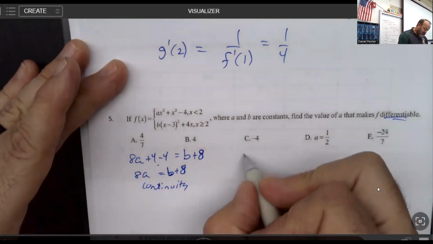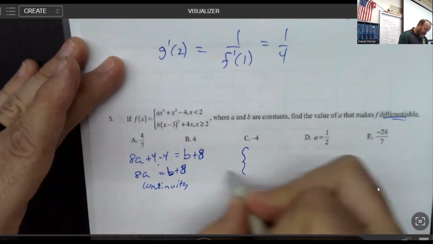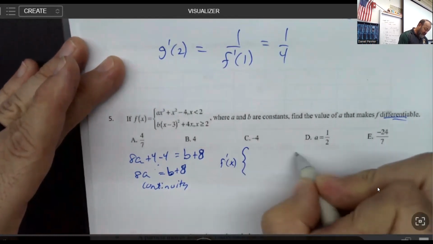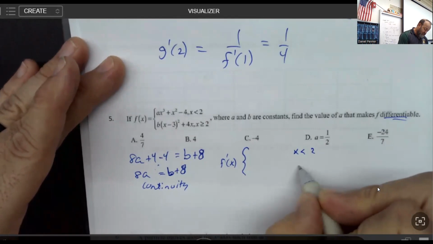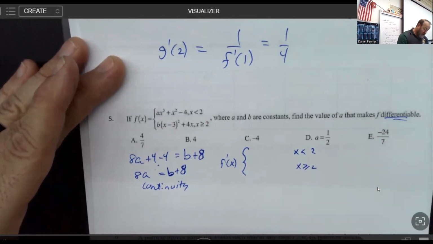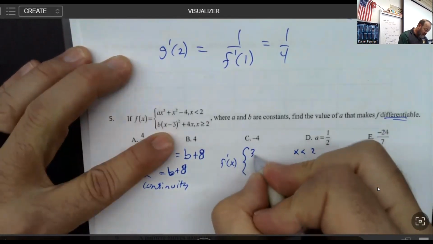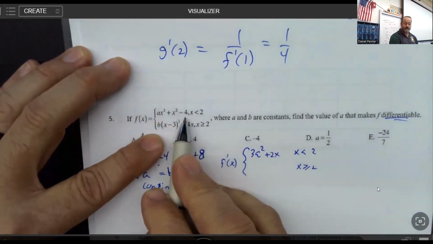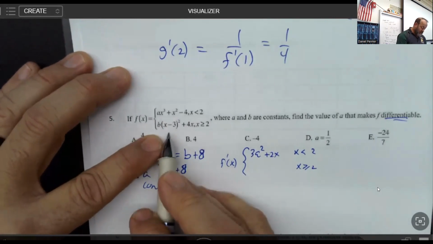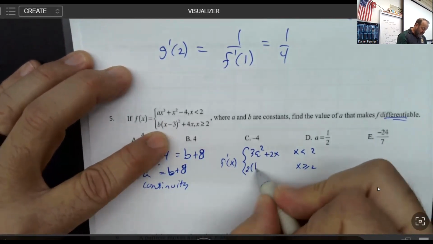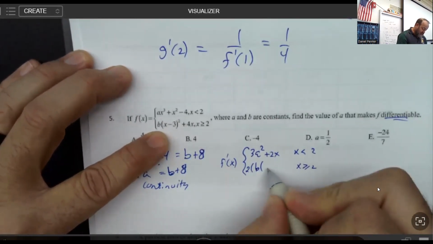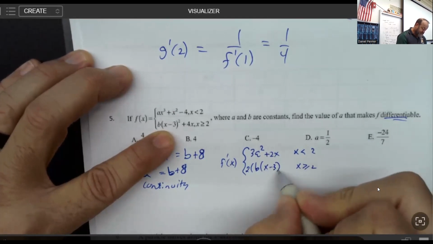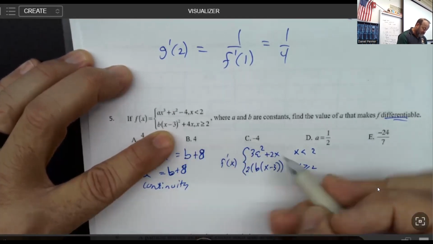So the next thing I'm going to do is find out what f prime of x is, and I need that f prime to also work. If I took the derivative, I would get 3ax squared plus 2x, and the 4 would disappear. In the other piece, I would have 2 times b times x minus 3 to the first power, and the derivative of 4x is 4.